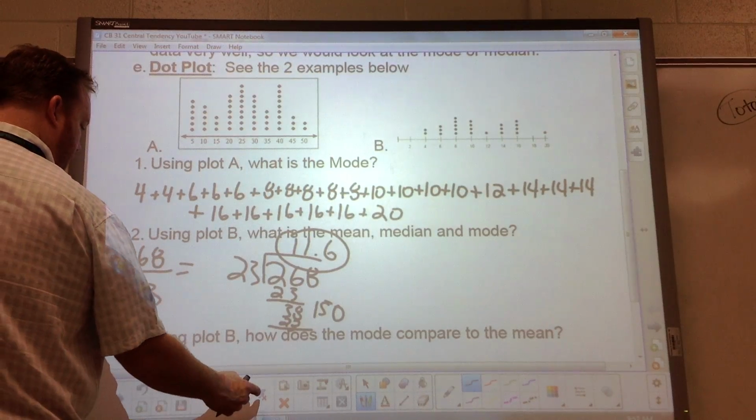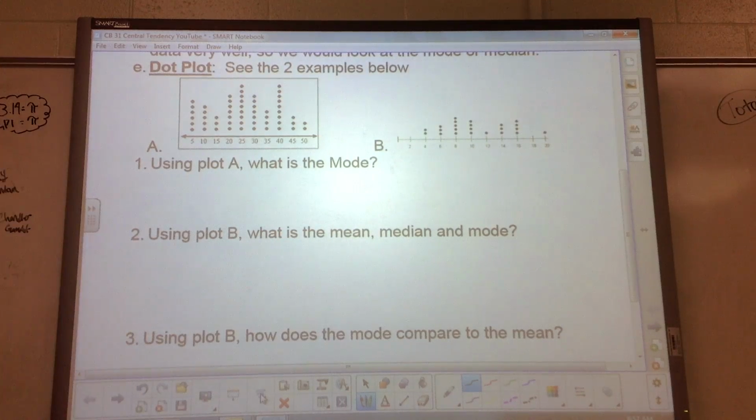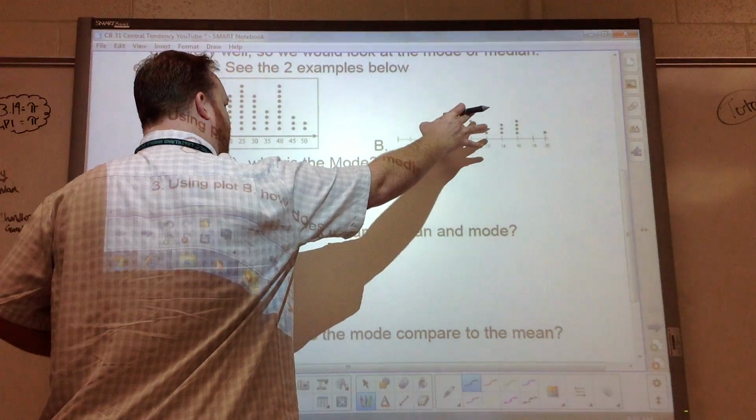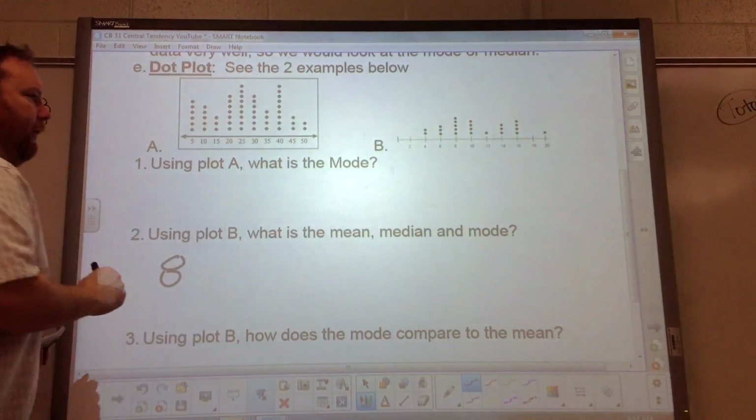Now, how about the mode? Which one of those numbers occurs the most? It's simply 8. Now, if I give you a data set that's written out like this, not in a dot plot, you're going to have to order those.